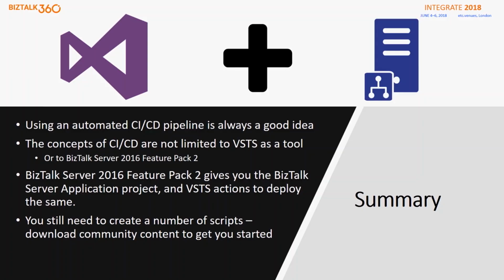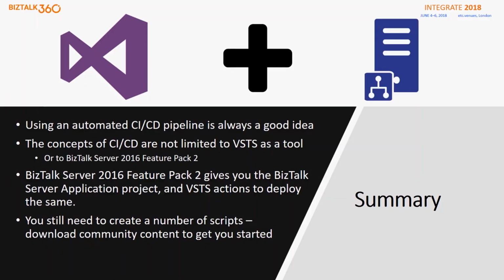So with that said, as some kind of summary, it's always a good idea for you to automate things. It doesn't really matter if it's your build or release process or something else. Automation is good, right? And it's not limited to using Visual Studio Team Services. I've used a number of different tools in the past, and a bunch of you probably have as well. So the concept of what we're doing here could be applied to other tasks and technologies as well. But for this, we used BizTalk Server Feature Pack 2 functionality, which gave you this BizTalk Server application project. But you still need to create things on your own. This will help you get started if you haven't already. And the community content is there to help you.